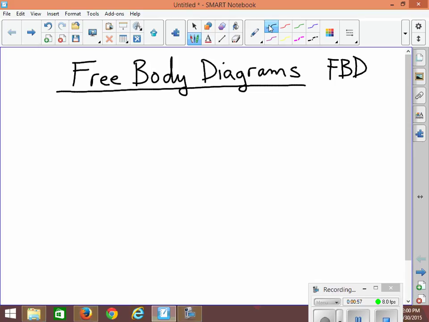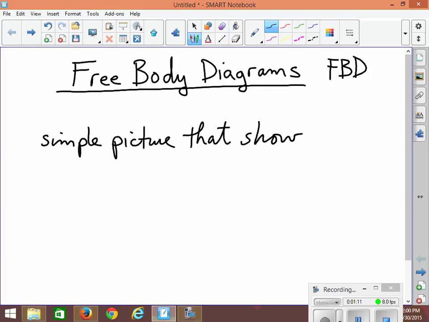So what is a free body diagram? It's a very simple picture that shows all of the forces acting on an object. All of them.